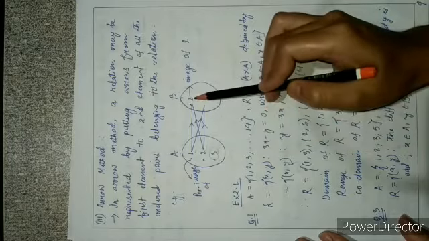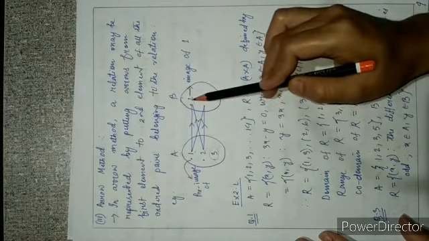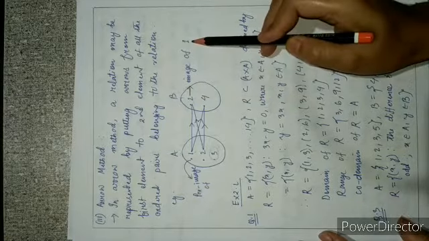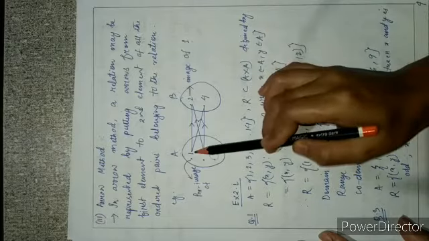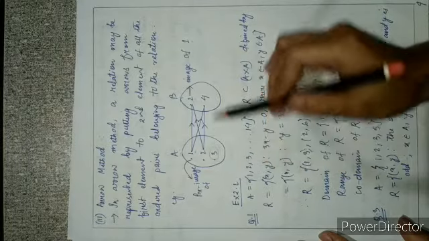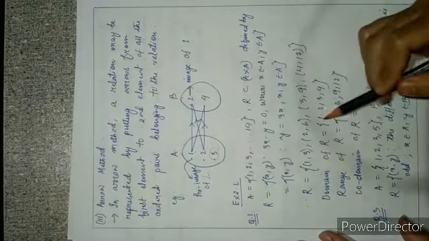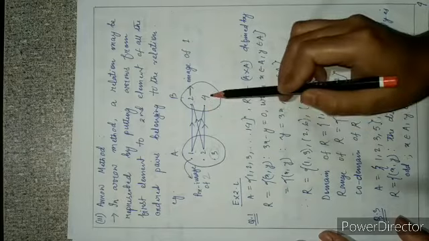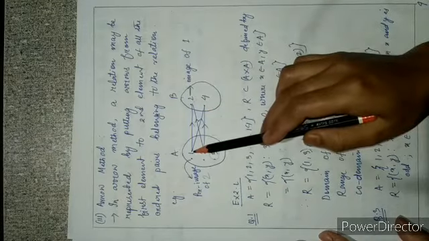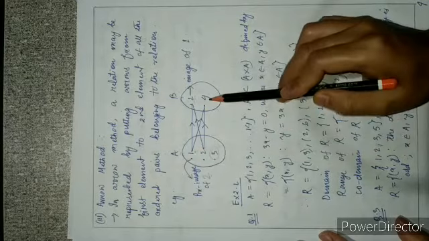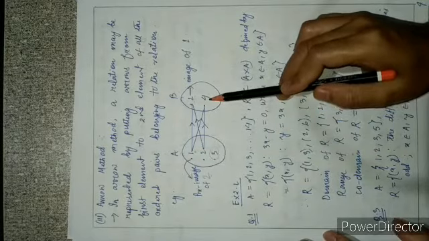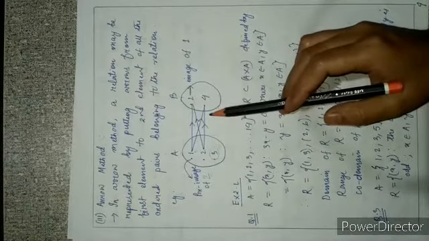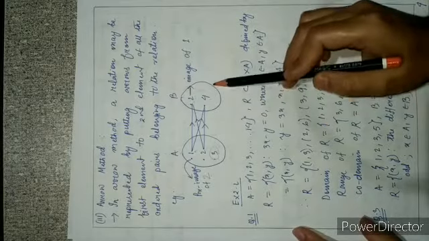If 1 is related to 2, we say that 2 is the image of 1, and 1 is called the pre-image of 2. 1 is mapping to 4, then 4 is the image of 1, and 1 is the pre-image of 4. In arrow method, we put arrows from first component to the second component.